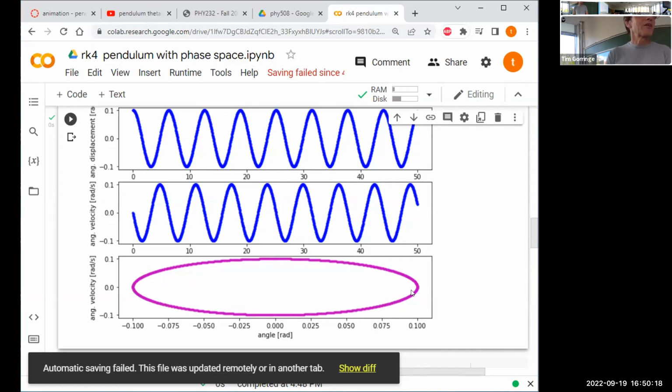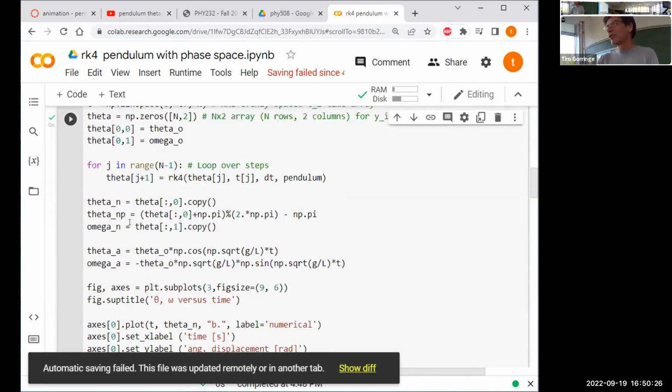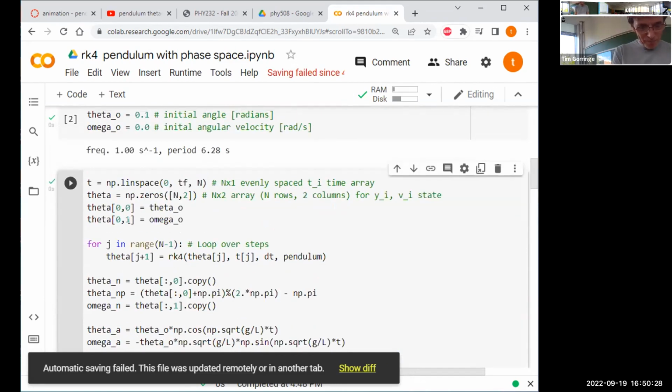Is that phase space diagram fine? It's going to get worse. Okay, so that was straightforward, I think.